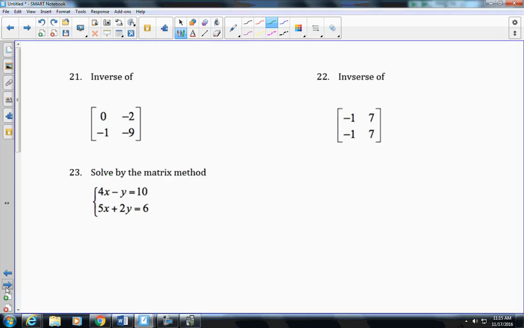Same on those two, and then solve by matrix method. Anything I need to do to get that one started? Not at all. Let's just set it up. We don't have to answer it, but let's set it up. 4, -1, 10, 2, and 6. And then you're going to do RREF. Even though WebAssign says use the inverse, you'll use RREF. Okay, any questions about any of those?